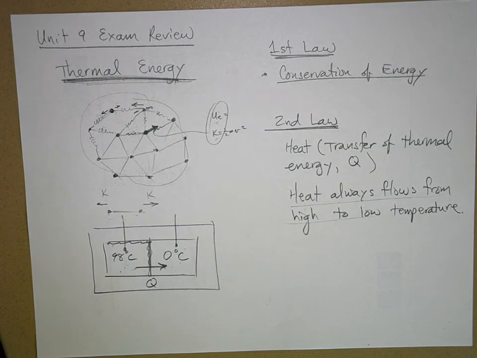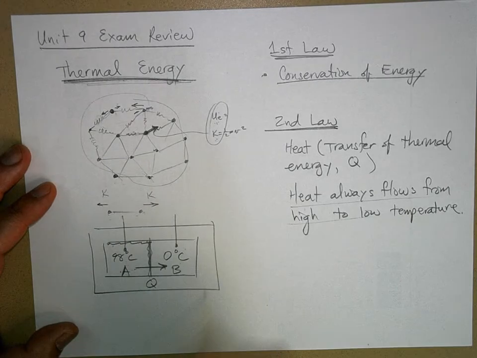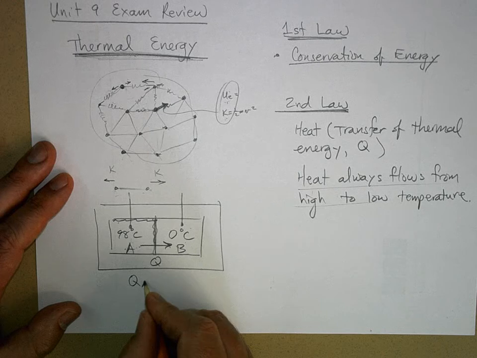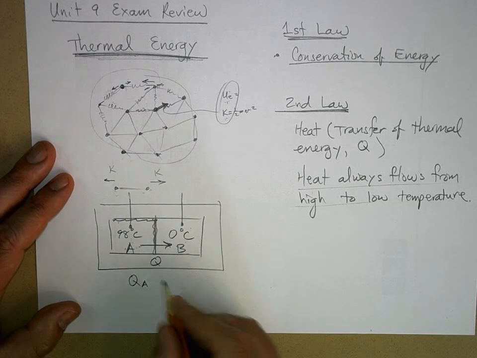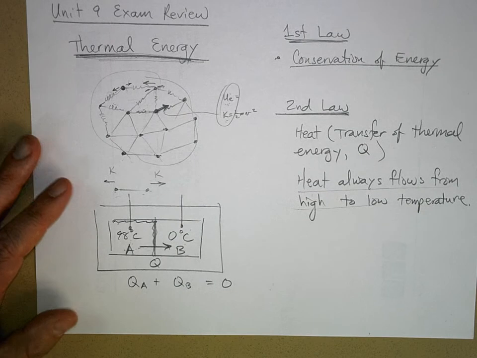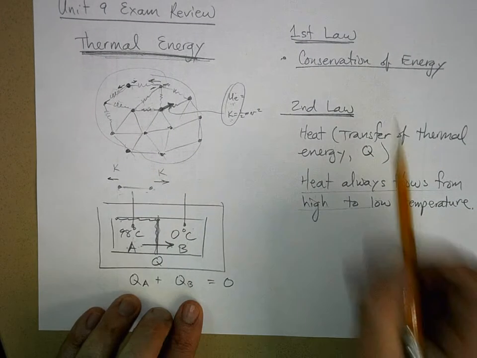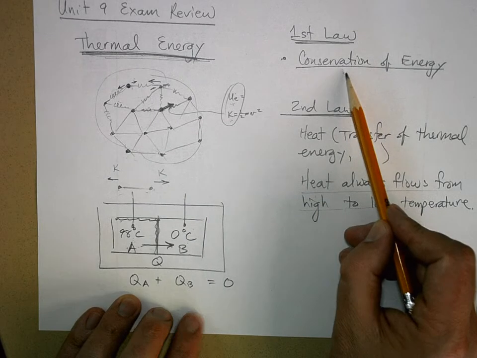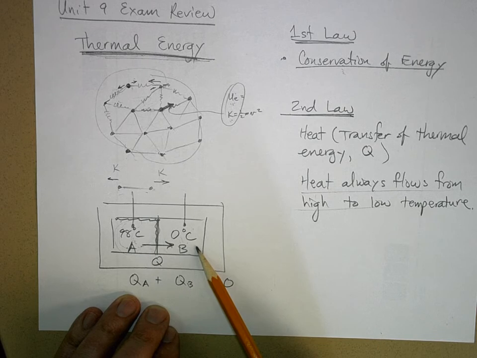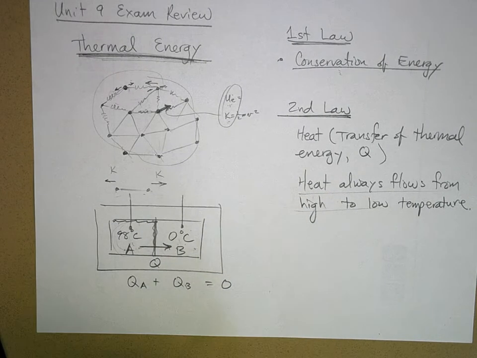And so let's call this A and this B. Okay? What we know is that the heat that flows out of A plus the heat that flows into B will be equal to 0. What is this a statement of? The first law, conservation of energy. Just as much heat will flow out of A as flows into B, until they reach the same final temperature.